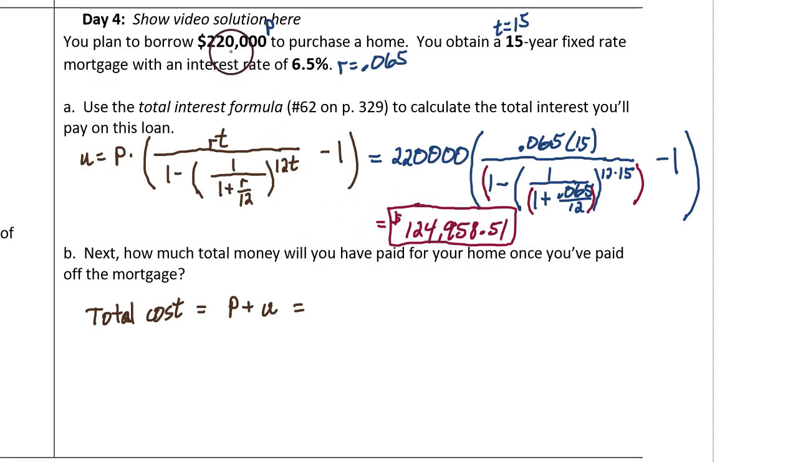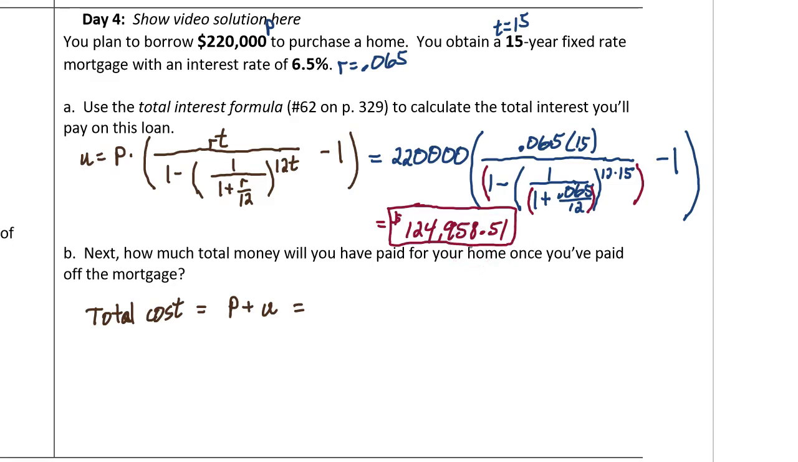Borrowing $220,000 from a company and paying it back over a 15-year period, paying back every month for 15 years at this interest rate, means that we're paying $124,958.51 in interest.